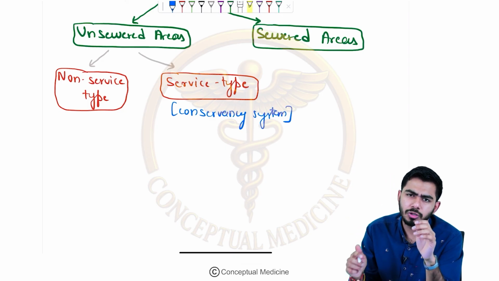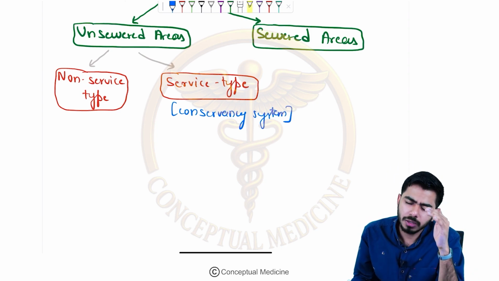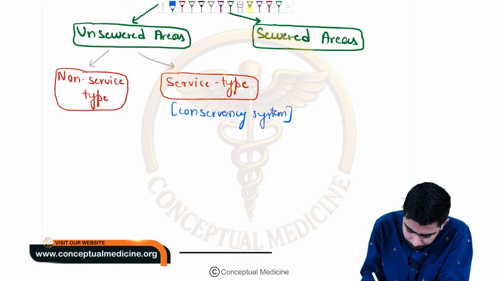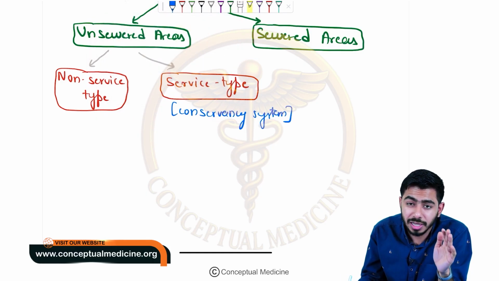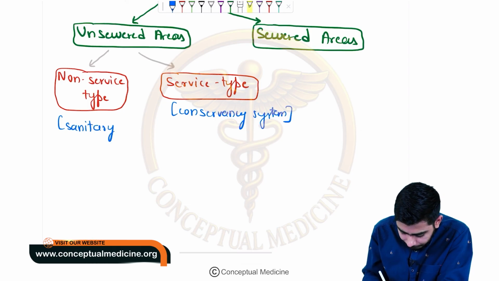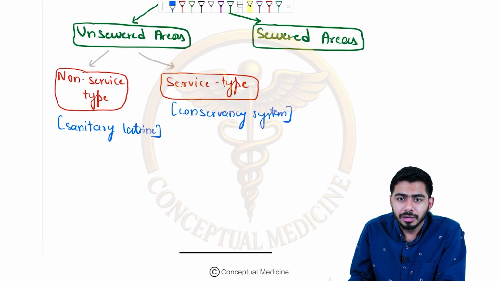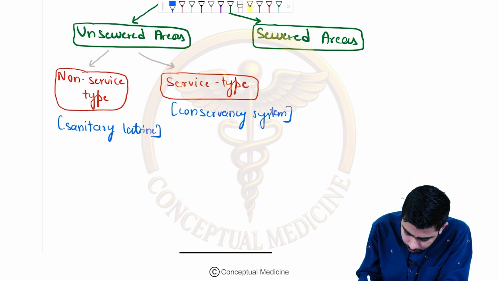Service type we are not using these days; we use the non-service type. In the non-service type we also have several categories which we shall talk about right now. The non-service type is also called the sanitary latrines. These words are actually used by your textbooks as well, so that's why I'm using them. If we are talking about these methods, we have several kinds of methods in this particular category itself.